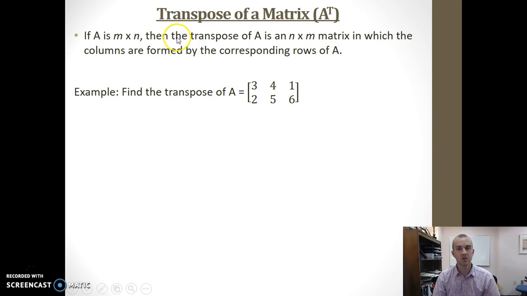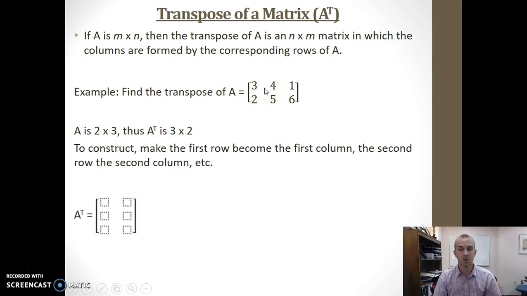Now if you hear the term the transpose of a matrix, it's going to be written as A with the superscript T. And what that means is we're going to flip the rows and columns of a matrix so that the first row will now become the first column, the second row, the second column, and so on and so forth. So if I have this 2 by 3 matrix A, the transpose would become a 3 by 2 matrix, where this first row becomes my first column, and so forth.